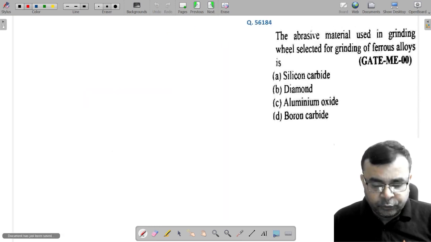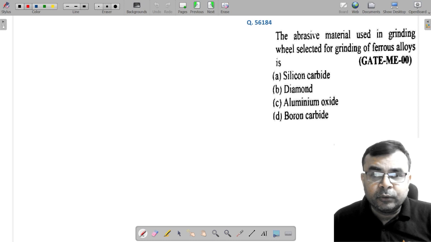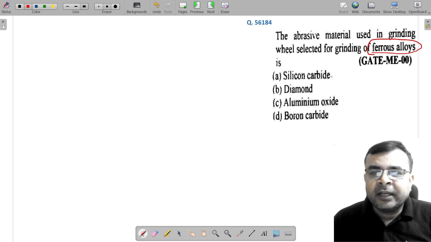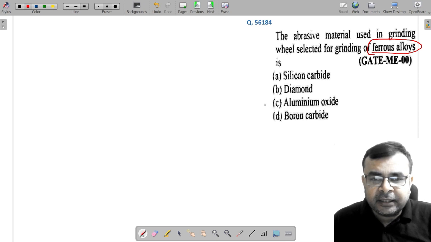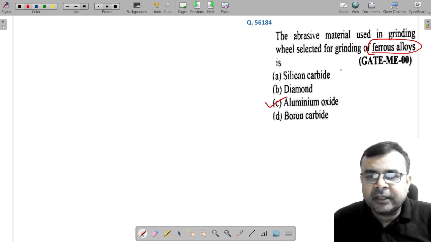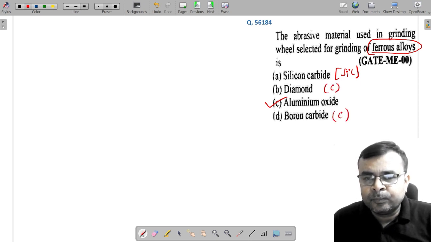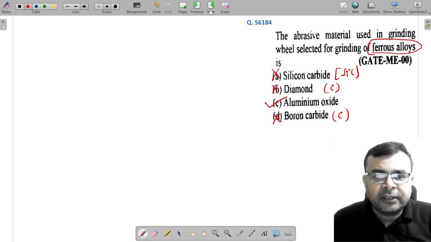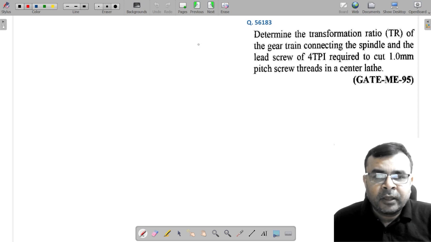The abrasive material used in a grinding wheel for the grinding of ferrous alloys. So while machining ferrous alloys, we always choose such tools which do not have carbon. Yes or no? So the correct answer is option C. Otherwise, in silicon carbide we have carbon. Diamond is an allotrope of carbon. Boron carbide is also a carbide of boron. Is it clear? That's why these three options are not suitable. So the correct choice will be option C. Okay, so let's see another question.